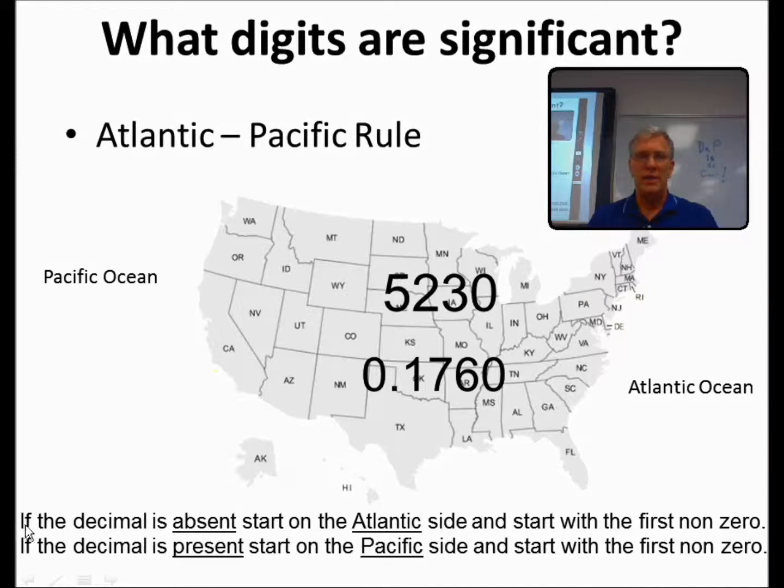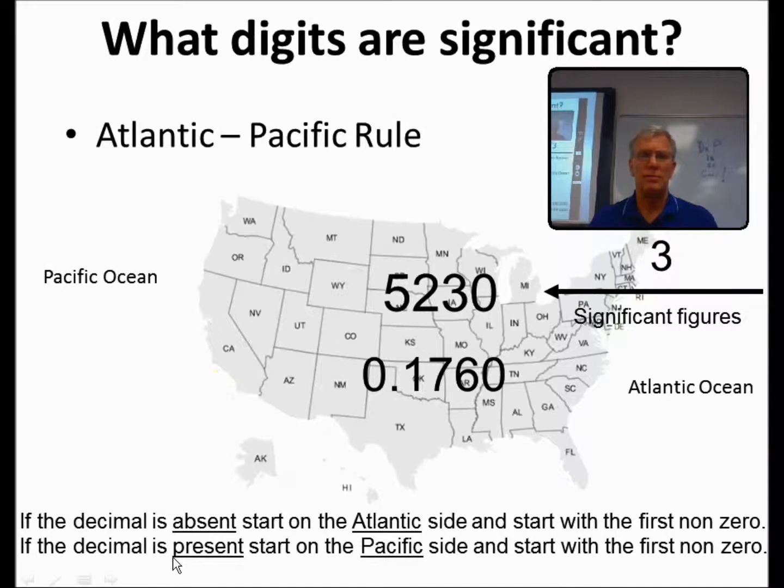And it goes like this. If the decimal is absent, A, start on the Atlantic side, A, and start counting with the first non-zero. So let's take this number. There's no decimal point. It's absent. We're going to start counting on the Atlantic side with the first non-zero. So this number does not count. 1, 2, 3. This number has 3 significant figures.